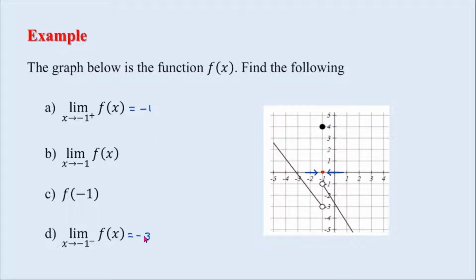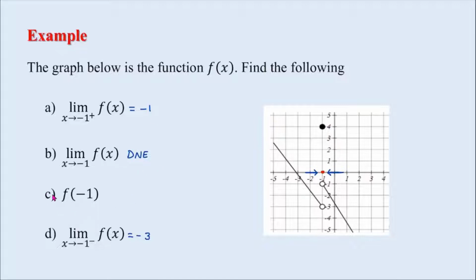So these two limits are not equal. That means the limit of the function at -1, this one, part B, limit as x approaches -1 of the function, this limit does not exist. D and E does not exist because the left hand limit and right hand limit are not equal. For the limit to exist, the left hand limit and right hand limit must be equal. Here they are not equal. You can see they are not equal. That's why the limit does not exist.